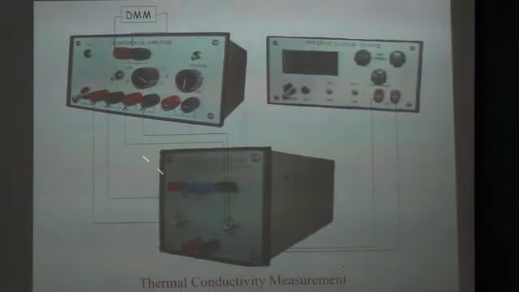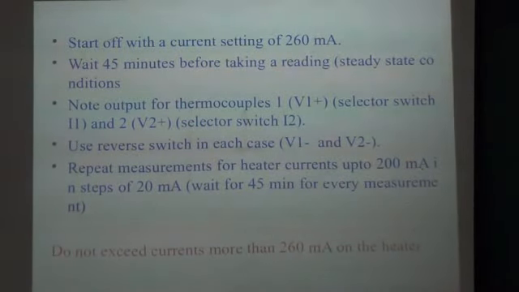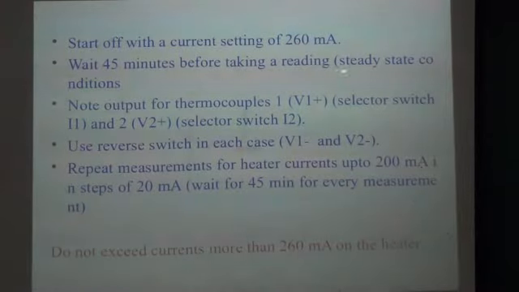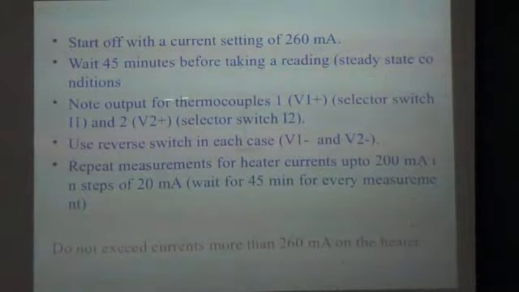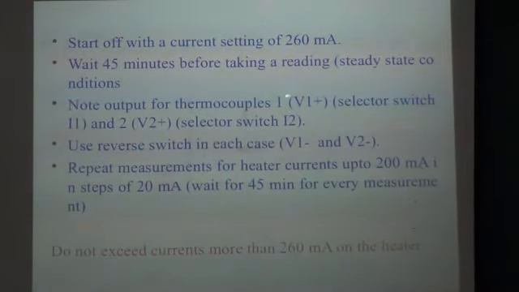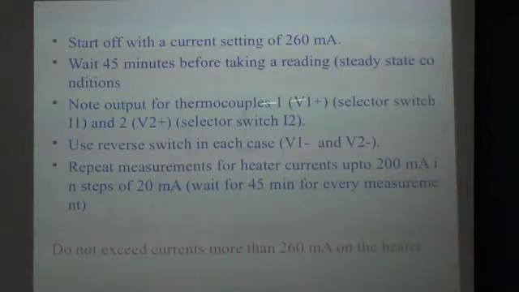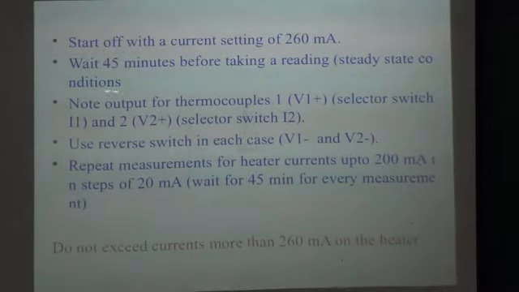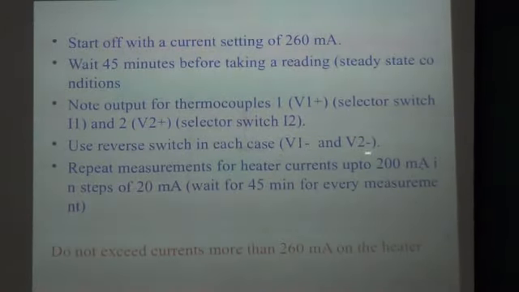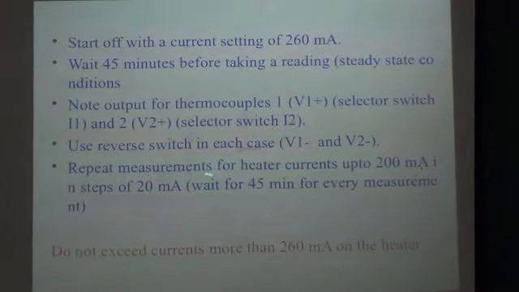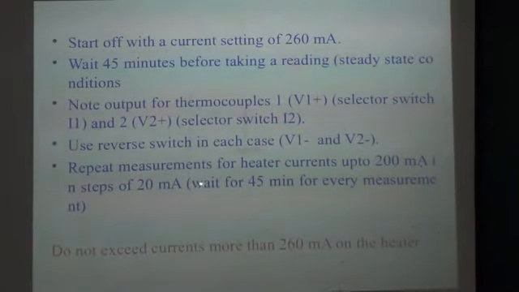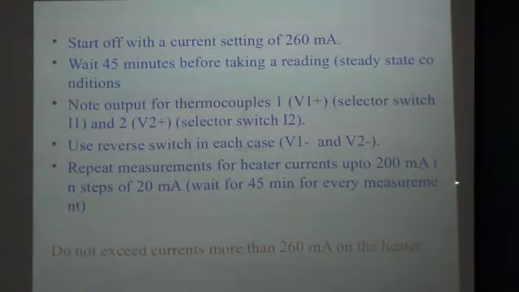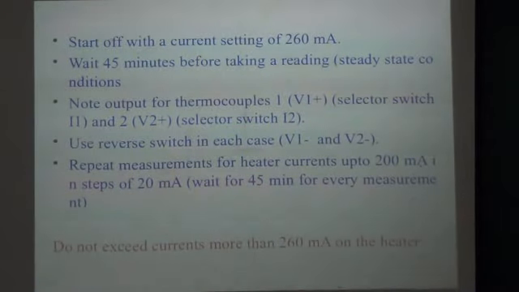So you take the reading in steady state. You have to start off with a current of 260 milliampere, wait 45 minutes before taking a reading, in steady state condition. Note the output of thermocouple 1, V1 plus and V2 plus. Now reverse the switch, take V1 minus and V2 minus. Repeat the measurements for currents down to 200 milliampere in steps of 20 milliampere, waiting 45 minutes for every measurement.